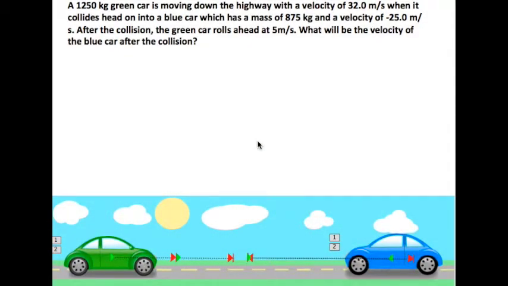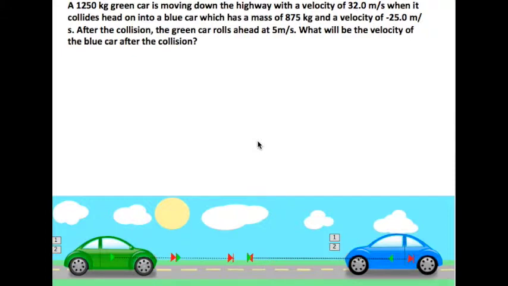Now we're going to take a look at what happens during a head-on collision, and when the two objects that collide do not stick together, how to handle those types of problems. So let's first look at how to handle it when two objects are traveling directly head-on.